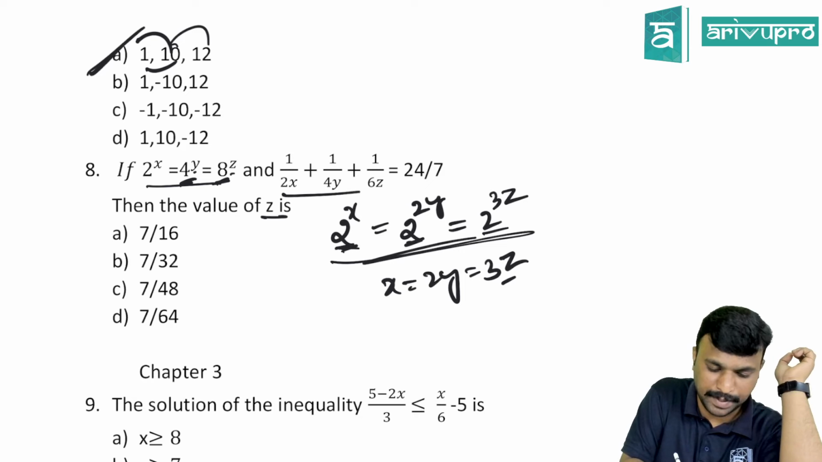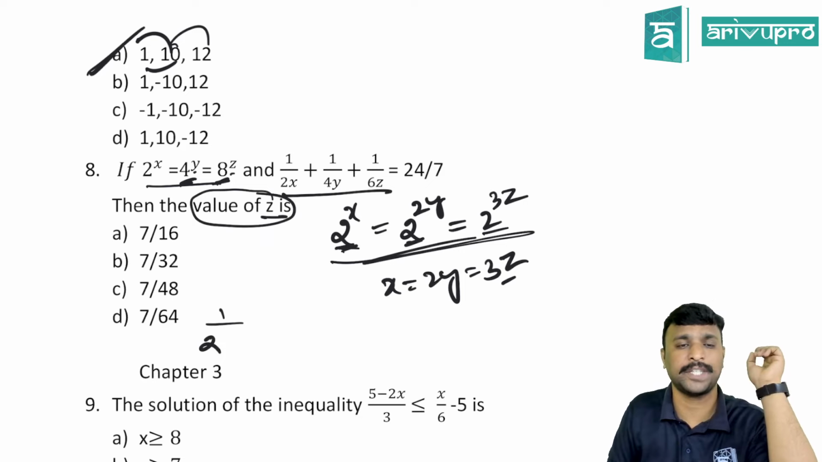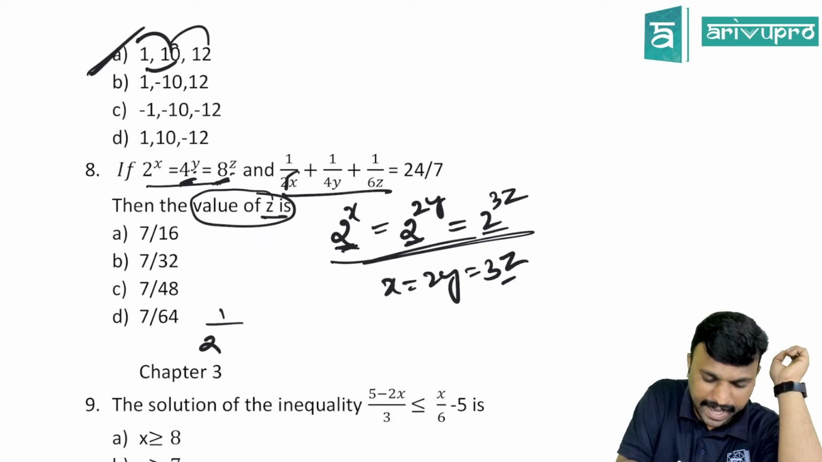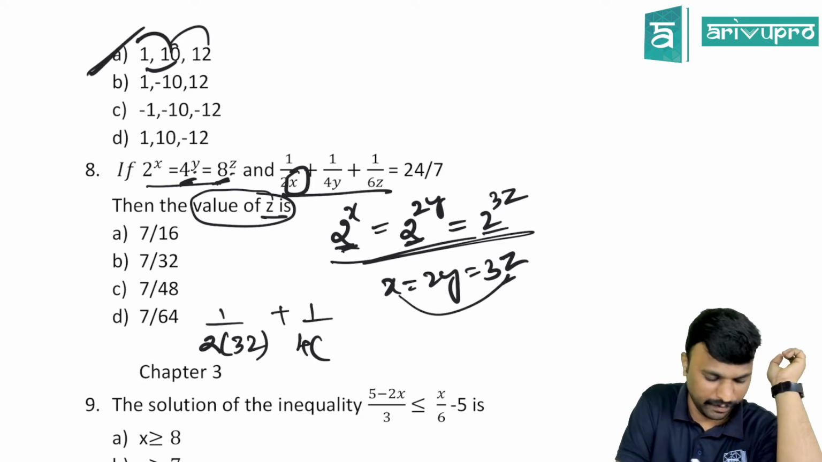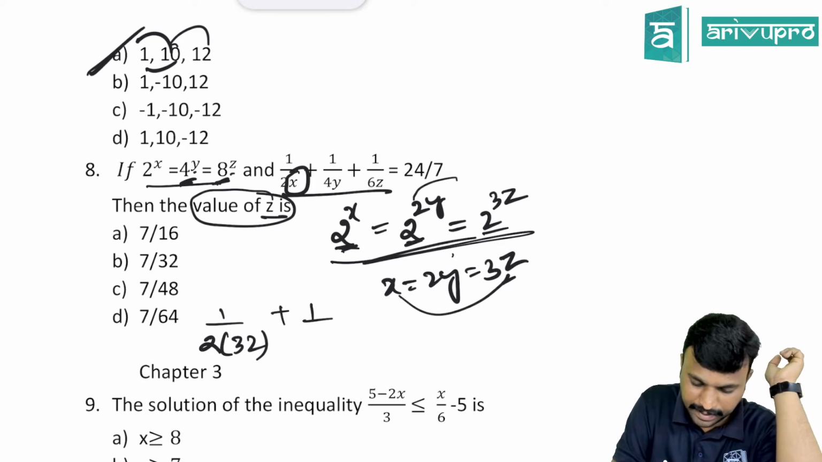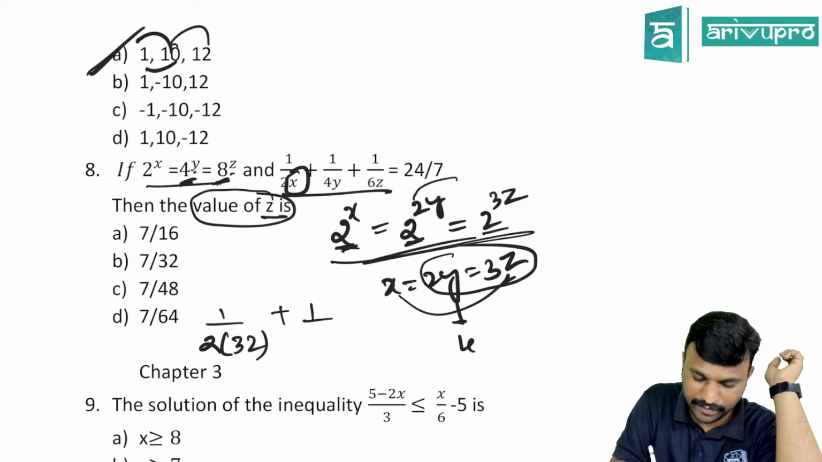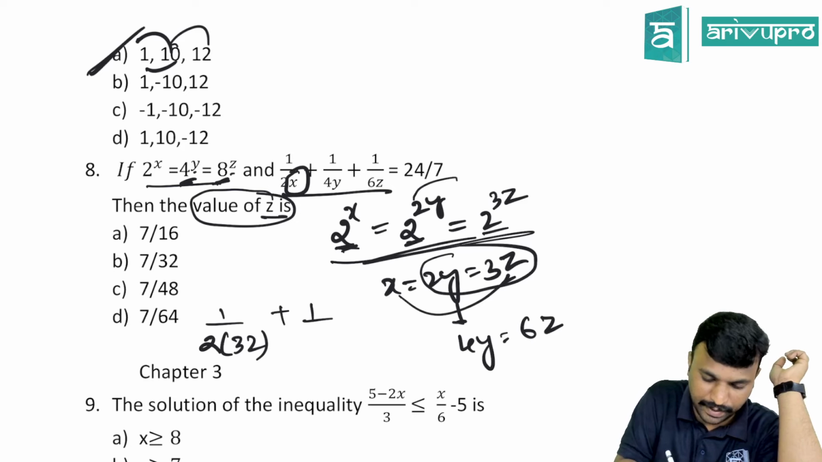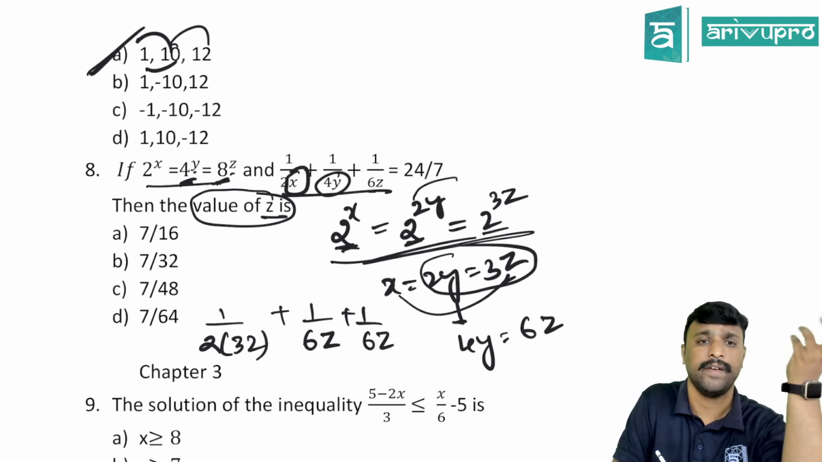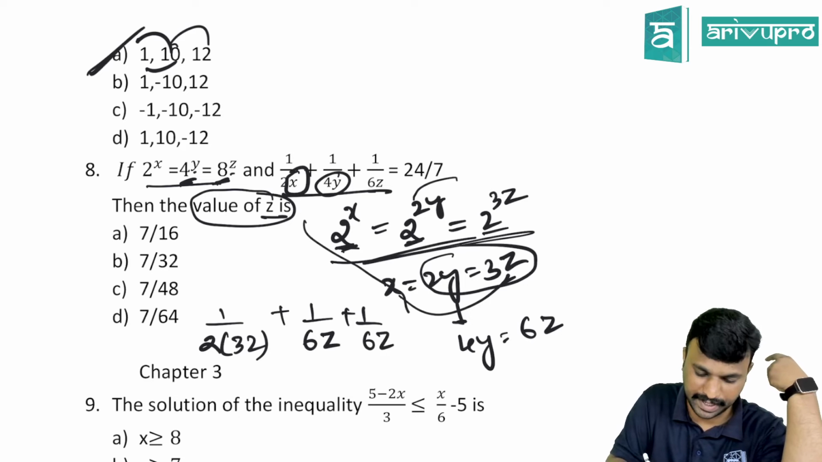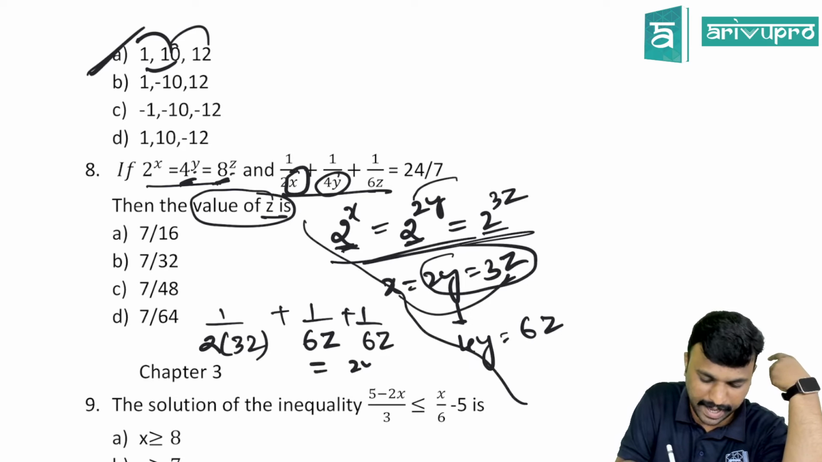Now if you look at the equation given, 1 by 2x, and look at the question, the value of z you want. So express everything in terms of z. So guys, what is x equal to? x equal to 3z. Plus 1 by 4y, what is y in terms of z? 2y is nothing but 3z. So obviously 4y will be double of that, which is 6z. So in place of this 4y, I can write 6z, plus 1 divided by 6z. We need not change it because we want everything in terms of z only.